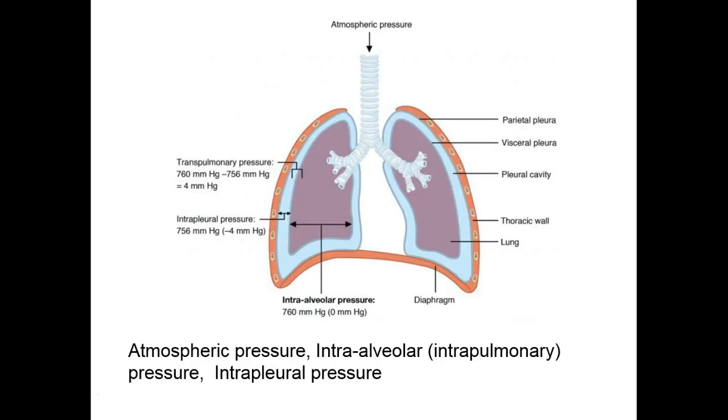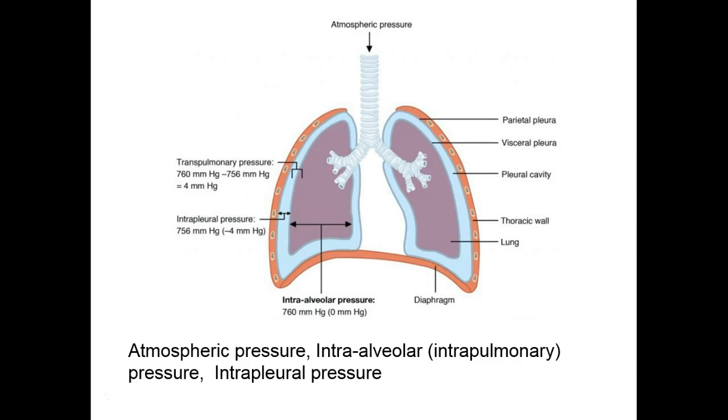And here you have the idea of atmospheric pressure. Atmospheric pressure is the pressure of air, and that's what's coming in, what's pushing down on your trachea. Intraalveolar pressure, that's the pressure of those alveoli pushing out. And so the air came in and expanded those alveoli, so they are pushing out against the intrapleural pressure.